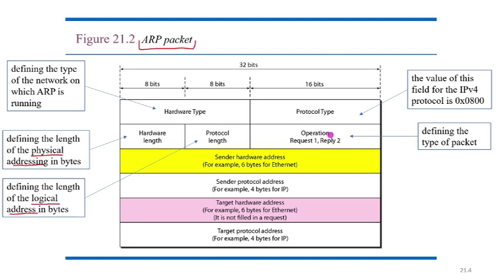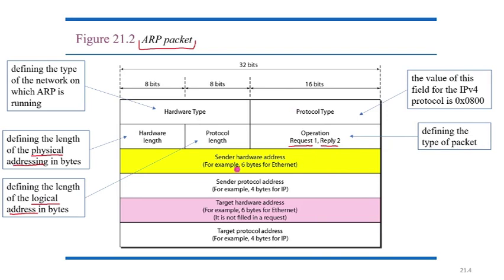The next 16 bits indicate what type of operation it is. If its value is 1, it is an ARP request packet. If its value is 2, it is a reply packet. So it defines the type of packet that is being sent.